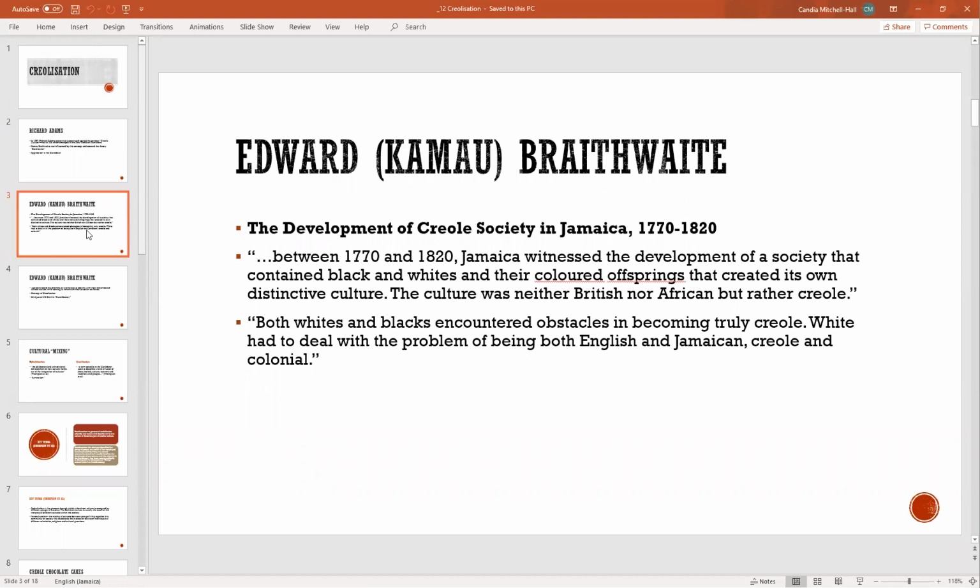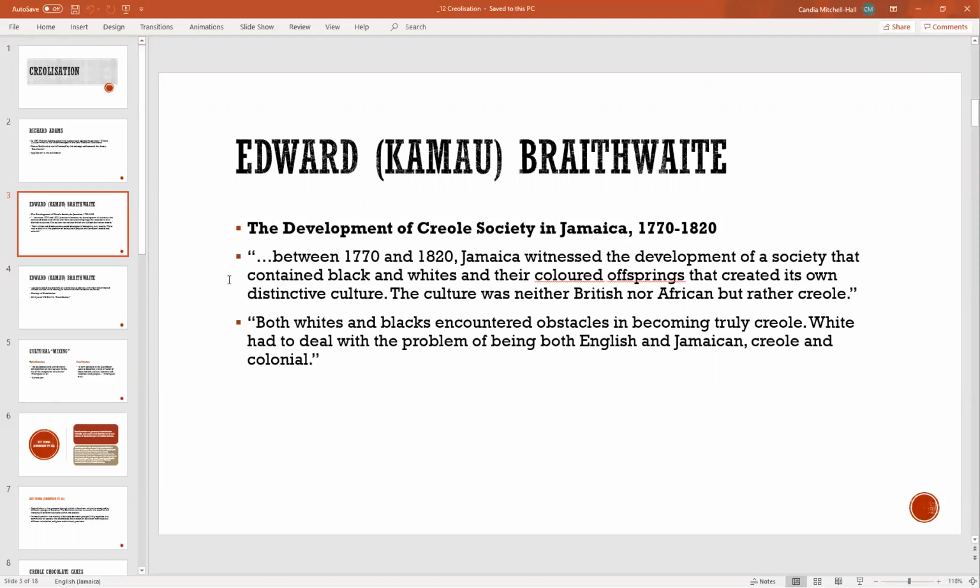Now, for Brathwaite, he was a historian, he did quite a lot of things, and a very brilliant person. May his soul rest in peace. He studied Jamaica between 1770 and 1820, and he wrote the book, The Development of Creole Society in Jamaica, 1770 to 1820.